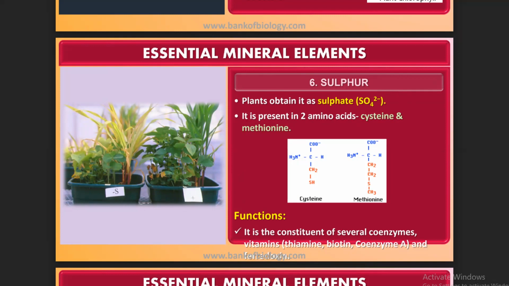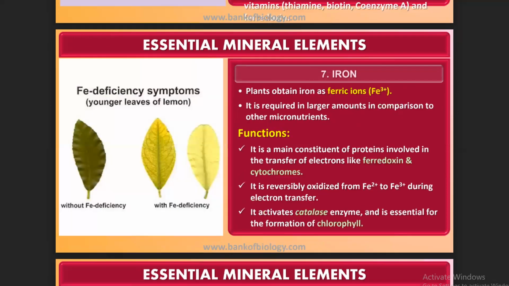Next, sulfur. Plants obtain it as sulfate. It is present in two amino acids, cysteine and methionine. Function is constituent of coenzyme and vitamins. You have to know only the function, mostly.